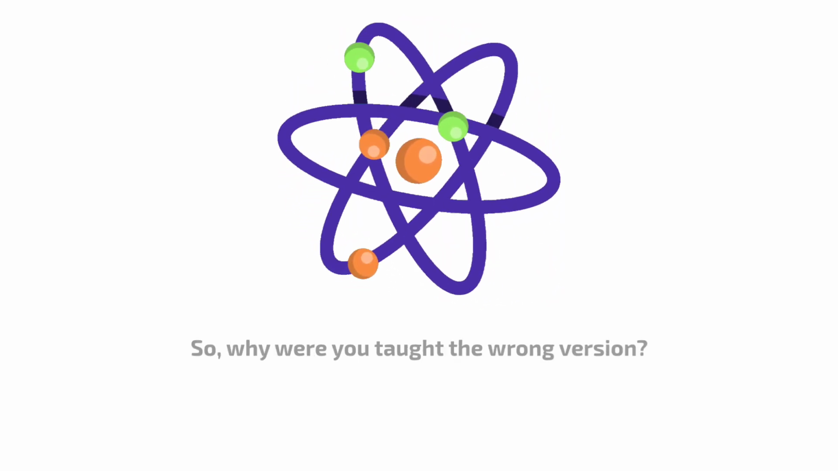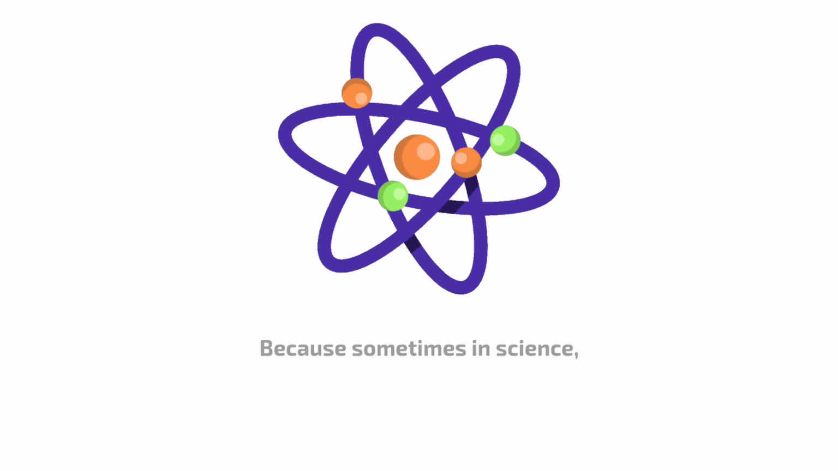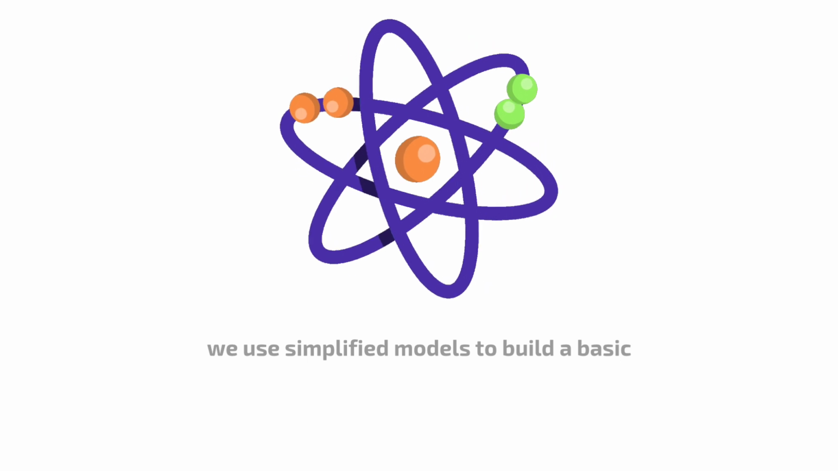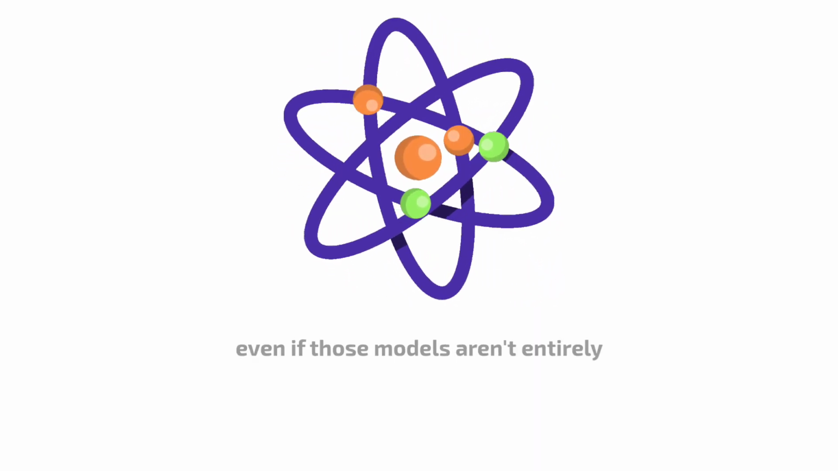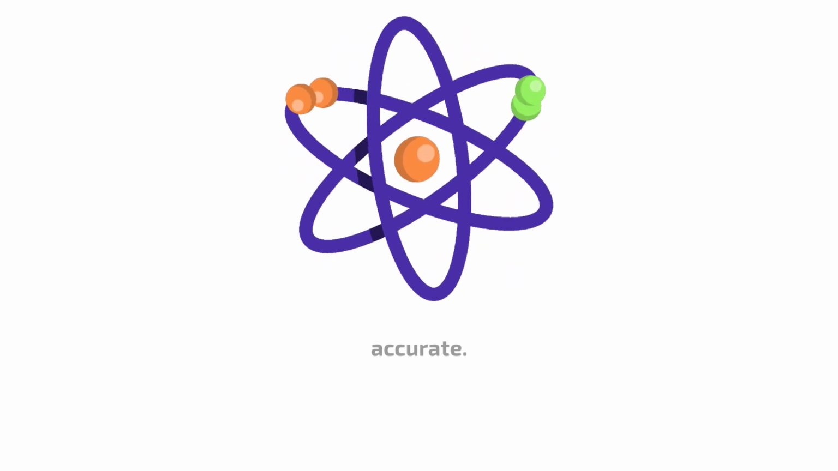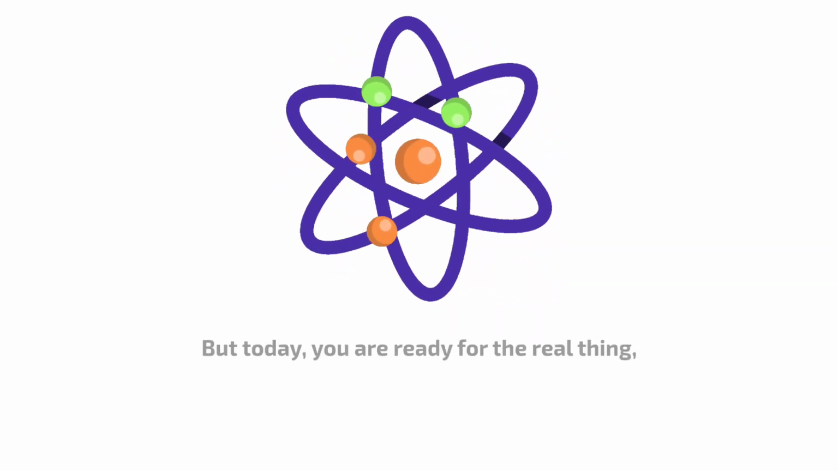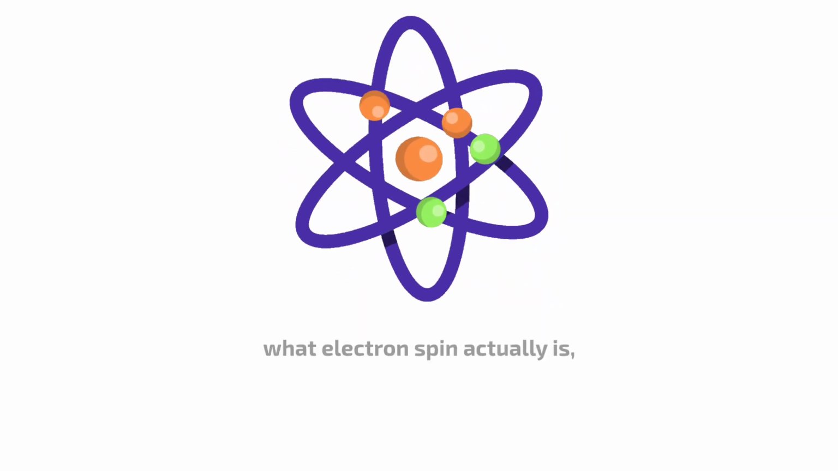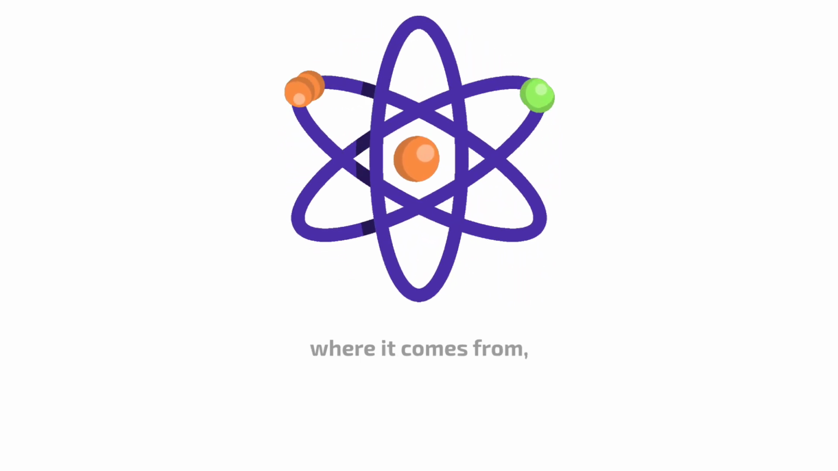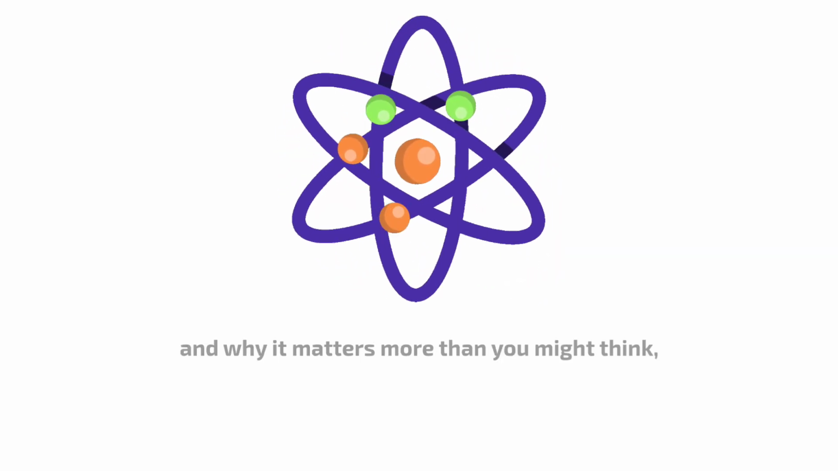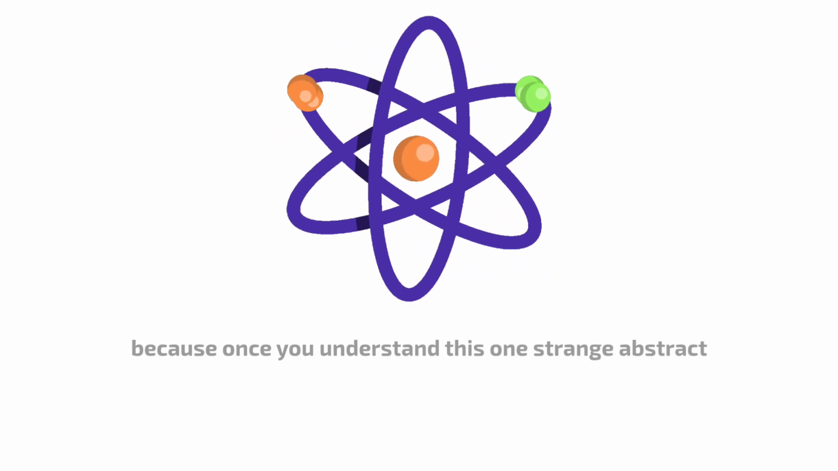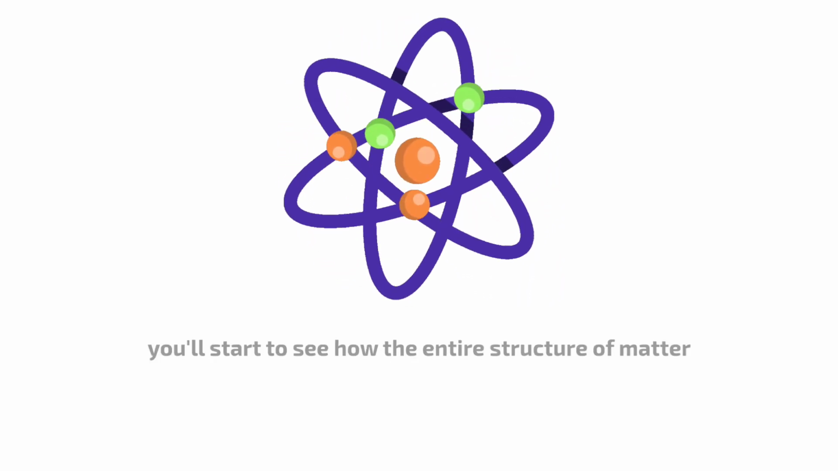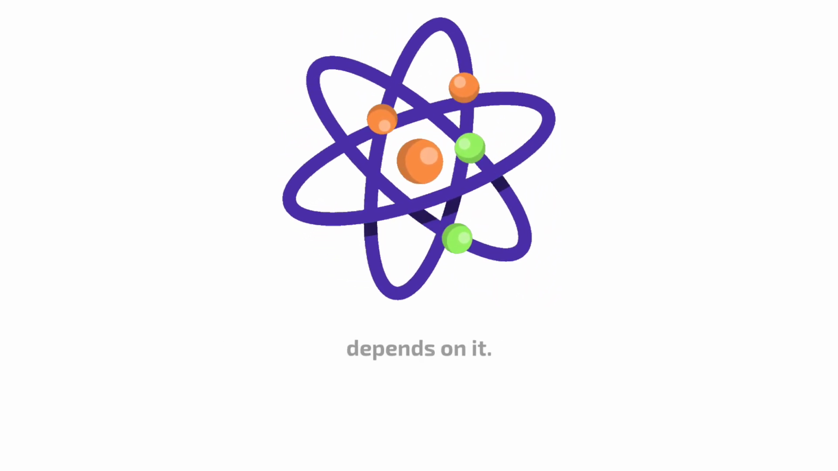So, why were you taught the wrong version? Because sometimes in science, we use simplified models to build a basic understanding, even if those models aren't entirely accurate. But today, you are ready for the real thing. What electron spin actually is, where it comes from, and why it matters more than you might think. Because once you understand this one strange abstract concept, you will start to see how the entire structure of matter depends on it.